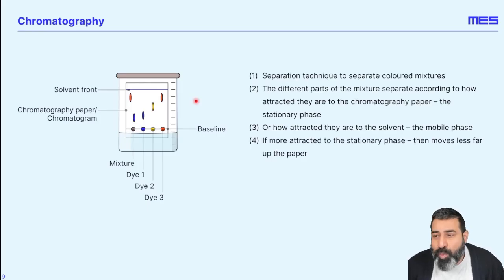Now, if one of the components is more attracted to the stationary phase, then it moves less far up the paper. So for example, imagine there was a spot there that hasn't moved very far up the paper. That component is going to be more attracted to the stationary phase, or the paper.